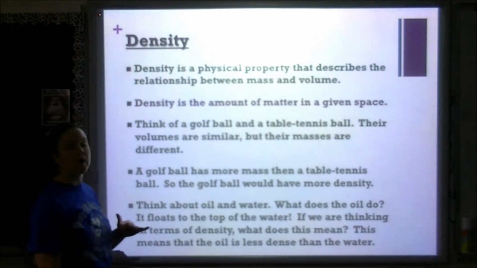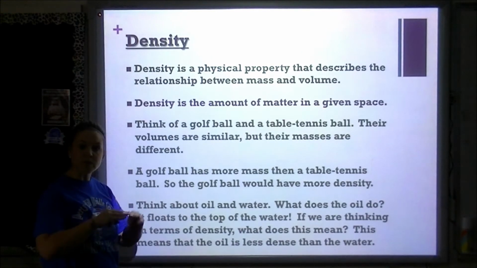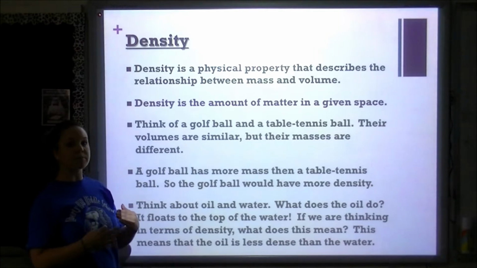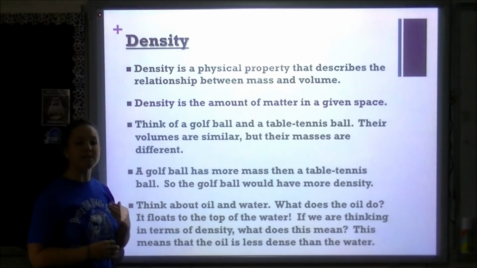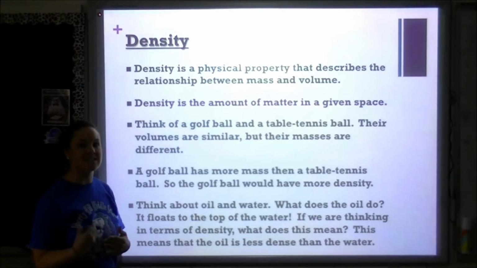And if you think about oil and water, when you mix them together, which one floats? Probably the oil. The oil is going to float on top of that water. And that's because oil is less dense than water.